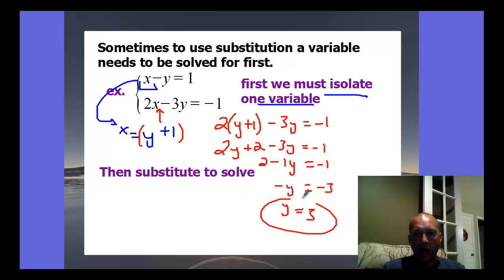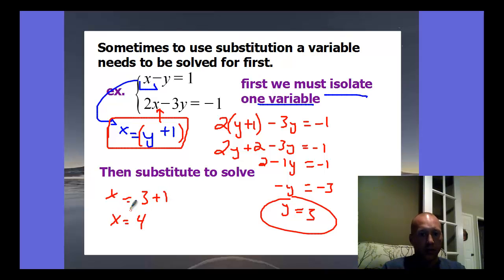And so now we have y, so you back substitute into any equation that has x and y. I would choose the equation we have solved for x. Typically it's less work, less solving, so you just have 3 plus 1 as the answer. So x is 4. So the point is (4, 3).